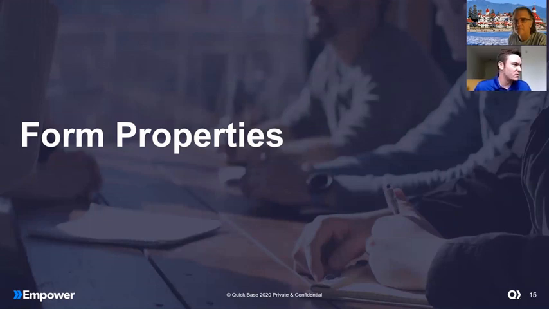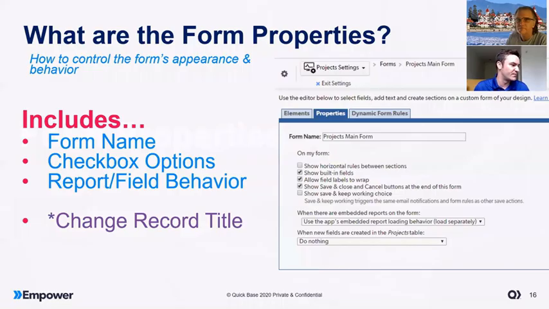So form properties, that is the second tab when you are in the customize this form view.